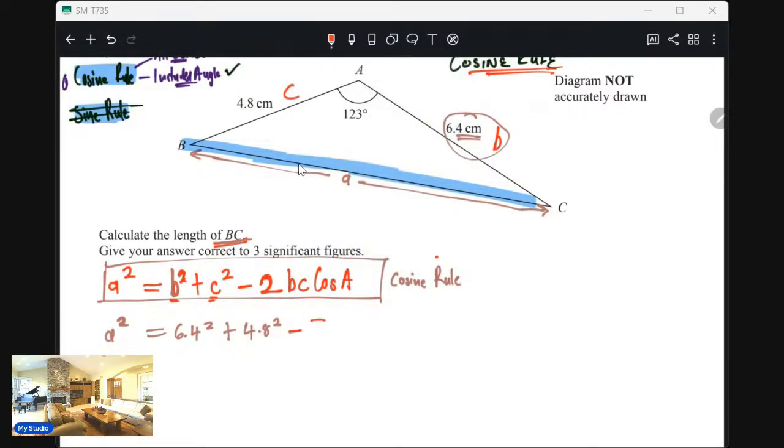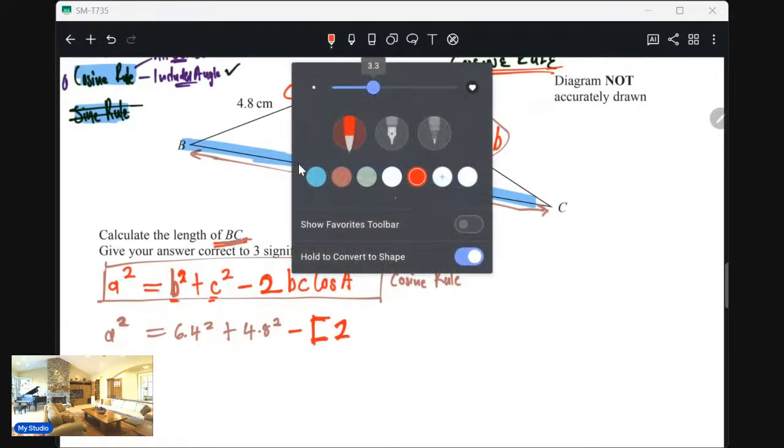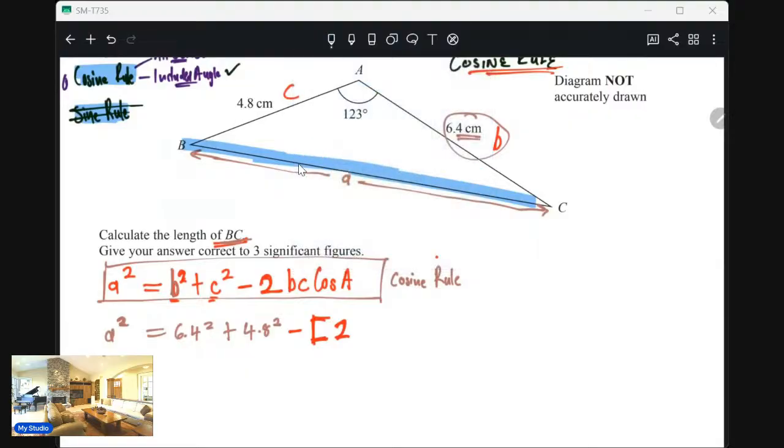Minus. Yes, when you are now saying minus, you must open a bracket because you're now dealing with numbers. You can't put letters in the calculator. So you now need to replace the letters. Minus 2 of what is small b? 6.4. So minus 2 by 6.4 by, what is small c? 4.8 by cos, what is big A? This angle, 123 degrees. So punch it exactly like this and get me a squared.